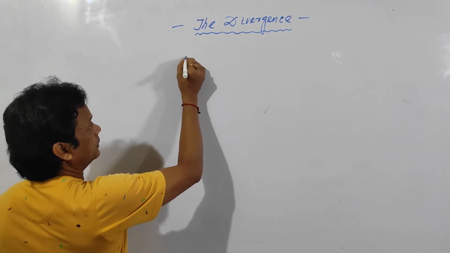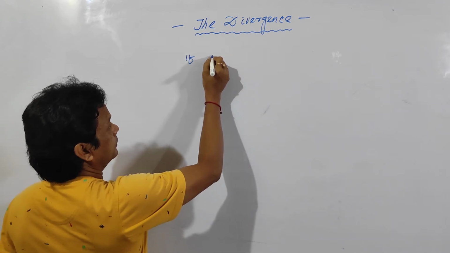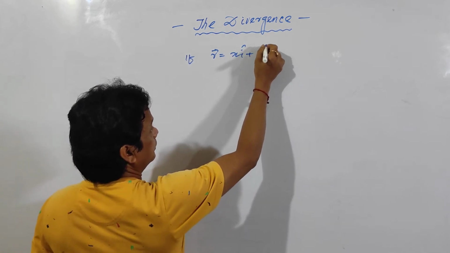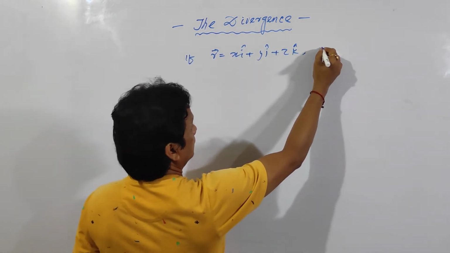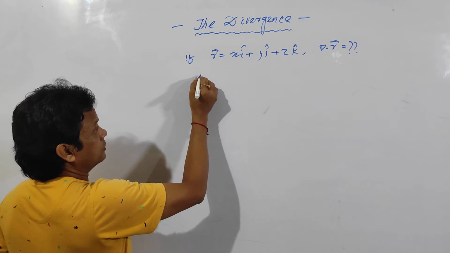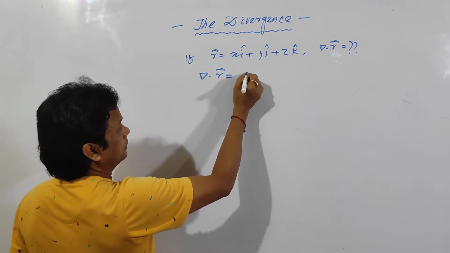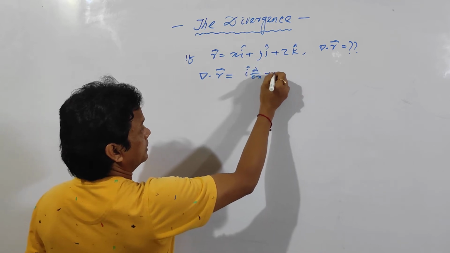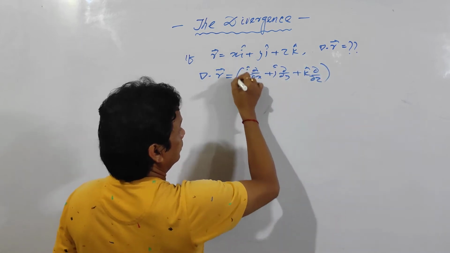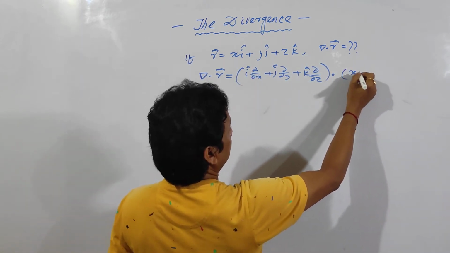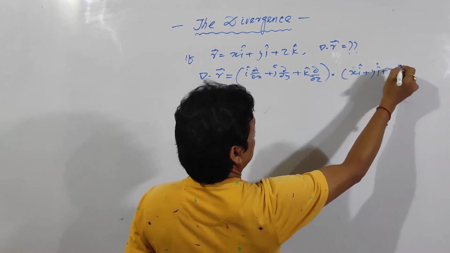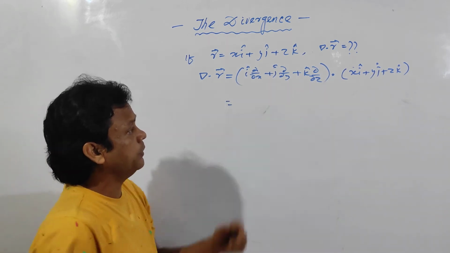See here, if r vector is equal to x into i cap plus y into j cap plus z into k cap, what is del dot r vector? How to find out del dot r? Simply see here, del dot r vector is equal to i del by del x plus j del by del y plus k del by del z dot r vector, which is x into i cap plus y into j cap plus z into k cap. Clear?